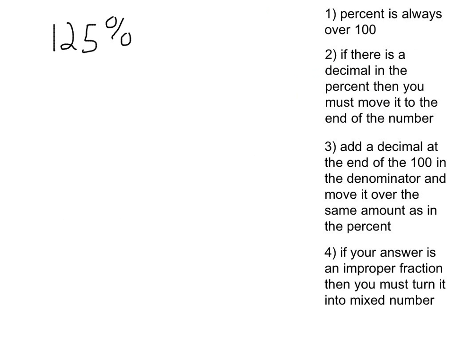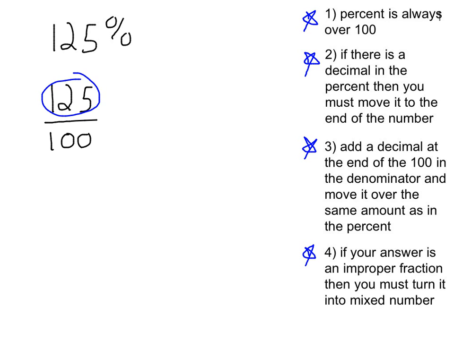Now for our last example, we're going to change 125% into a fraction. And again, rule 1 says percent is always over 100. So that gives us 125 over 100. Rule 2 says if there's a decimal, we need to move it over. Don't have any decimals, so we can skip rule 2 and 3. On to rule 4. If our answer is improper, we must change it into a mixed number. Now as you can see, our numerator is larger than our denominator. We have an improper fraction.